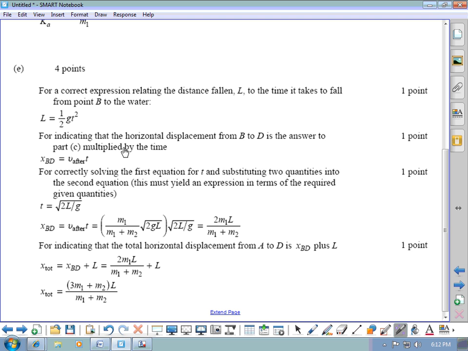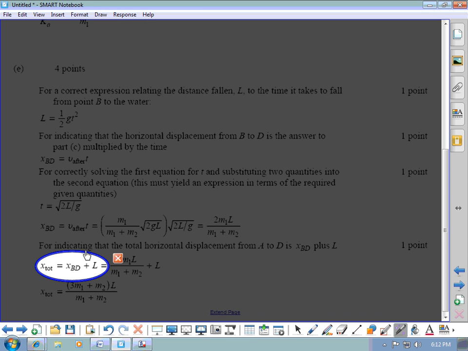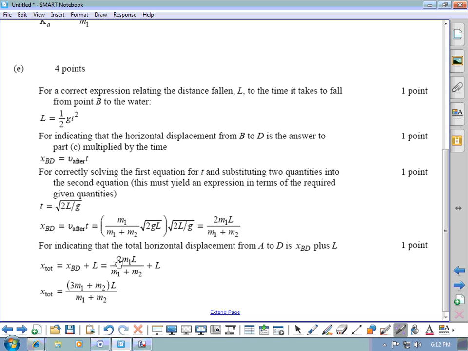And then showing that the total distance is that distance that we had plus L. That was worth the final point. And so you could go through, and there are a few different ways of expressing the answer.